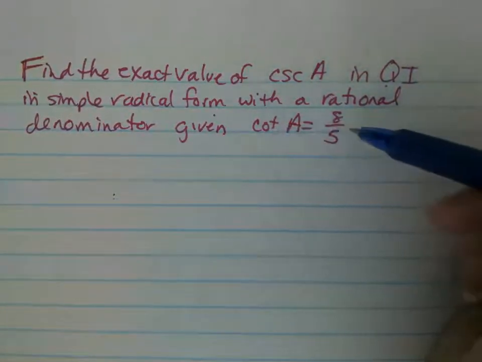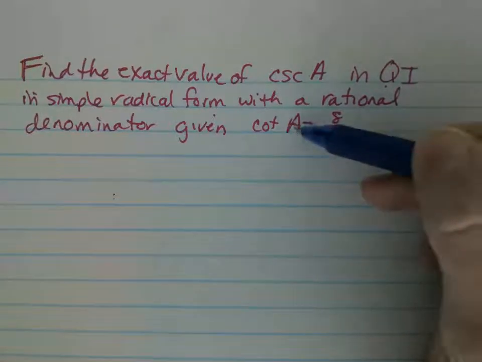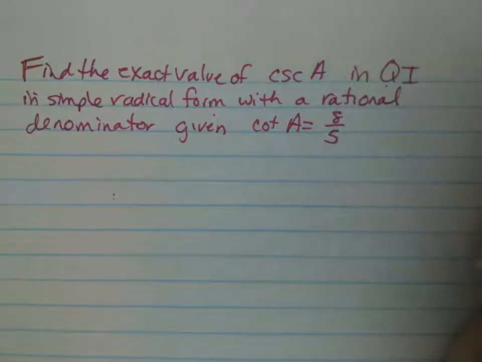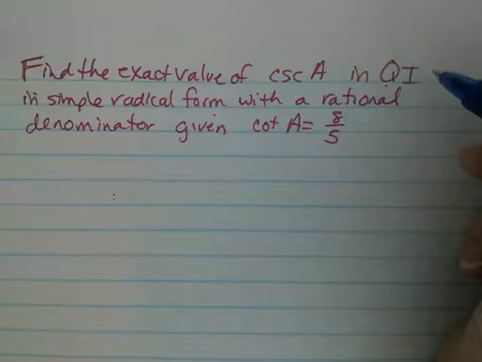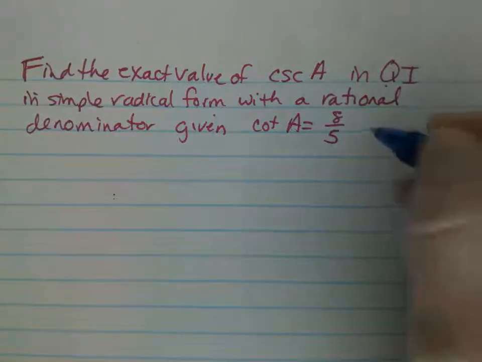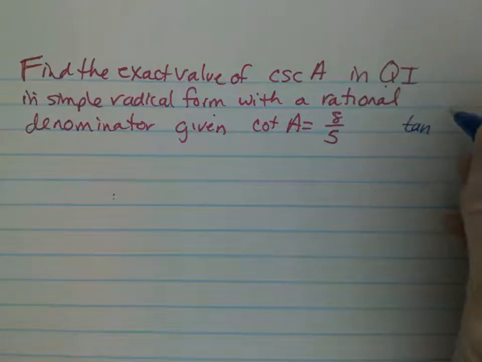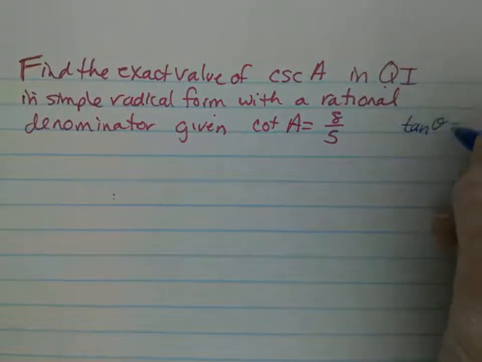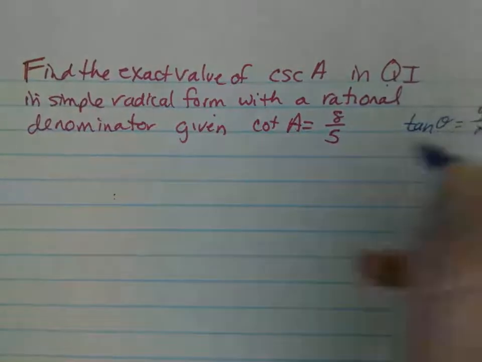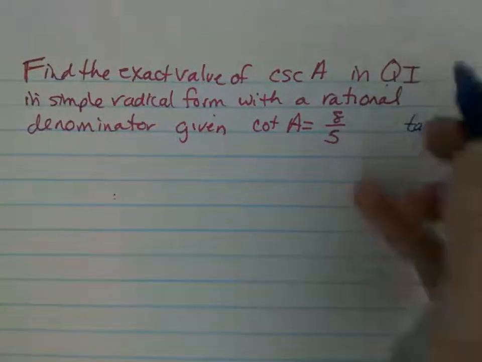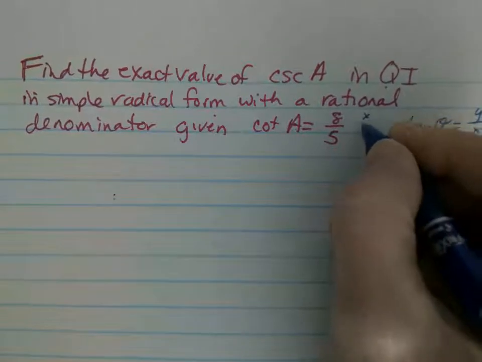So if we look at cotangent of A, that's the angle, and they're telling us that the cotangent is 8/5. So for the cotangent, we want to think of this as the reciprocal ratio of tangent. Okay, tangent of an angle is y/x. So the cotangent is going to be the flip, the reciprocal. So it's going to be x/y.